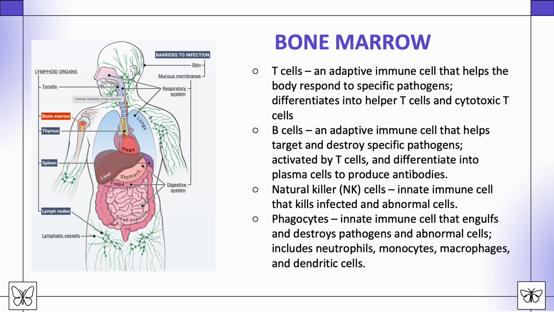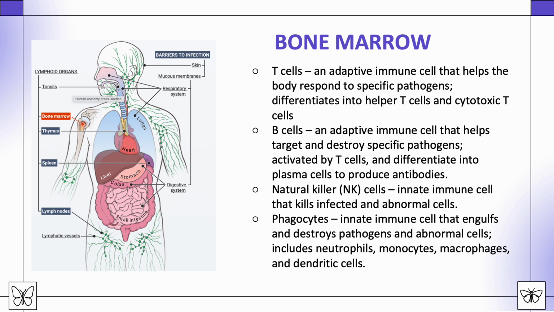T cells are an adaptive immune cell that helps the body to respond to specific pathogens, and they differentiate into helper T cells and cytotoxic T cells. The B cells are an adaptive type of immune cell. What they do is help target and destroy specific pathogens. The B cells need to be activated by the T cells to perform their function, and they differentiate into plasma cells to produce antibodies.